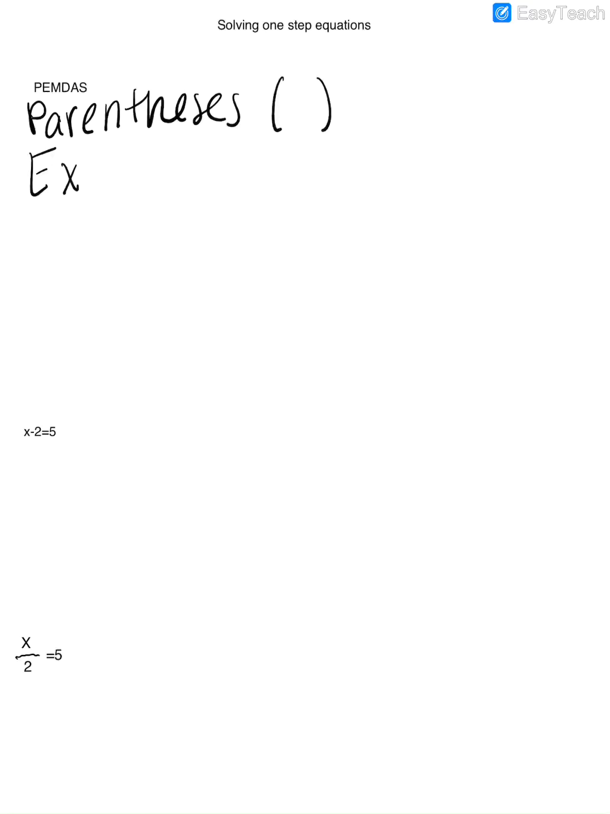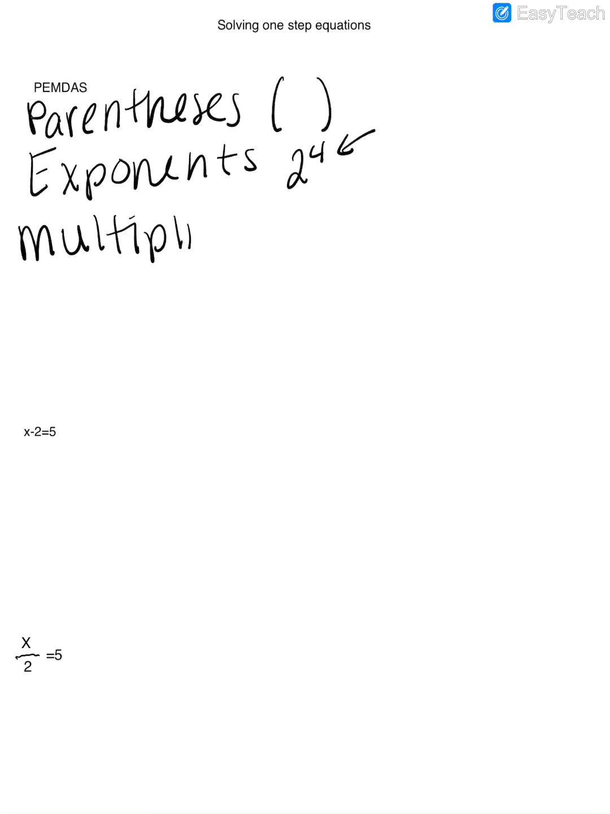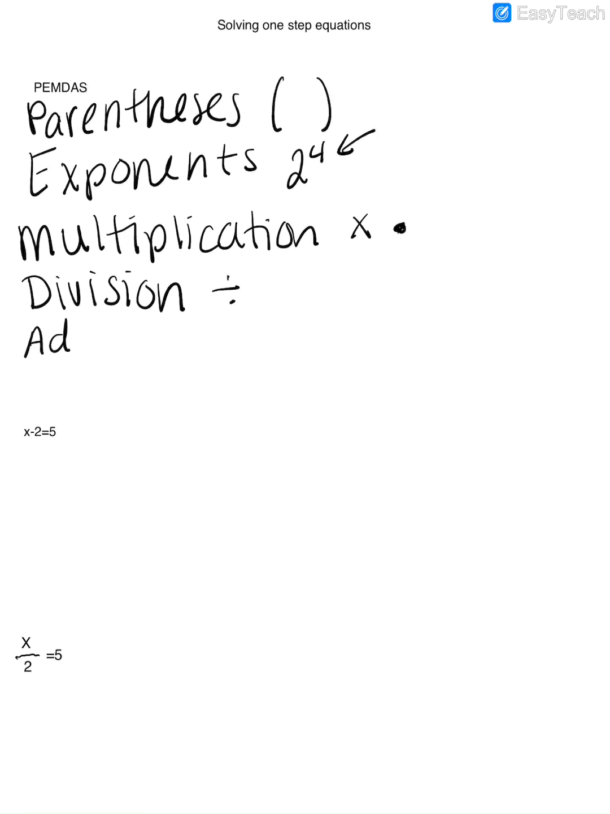Exponents. So if I had like 2 to the 4th power, 4 is my exponent. Multiplication. So it's like our little multiplication symbols could be like an X or a dot. Division. Addition. And subtraction.